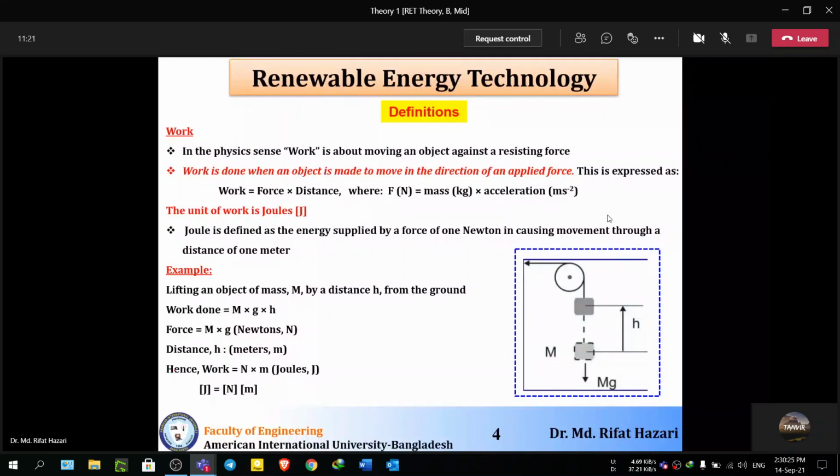Let me elaborate again. Work is done when, let's say you have an object and you are moving that object some distance by applying some force. That means you are doing some work, right? So if you apply some force to that object to move or cover some distance, that means you are doing some work, right?